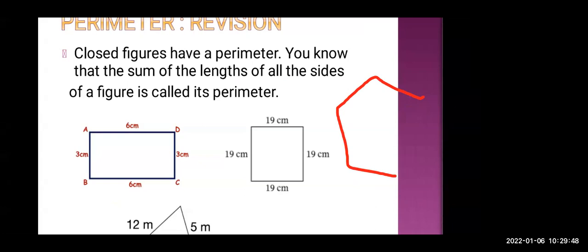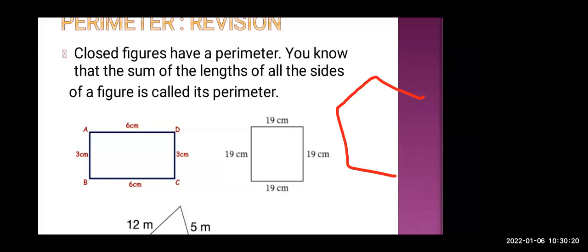Very good. No. Why are we not going to calculate the perimeter? You have said no. Why? But why? क्यों नहीं मैं कैलकुलेट कर सकती हूँ? Yes, because it is not closed. ये पूरा बंद नहीं है. It is open. ये बंद है क्या पूरा साइड से? नहीं. So this figure we are not going to calculate the perimeter.